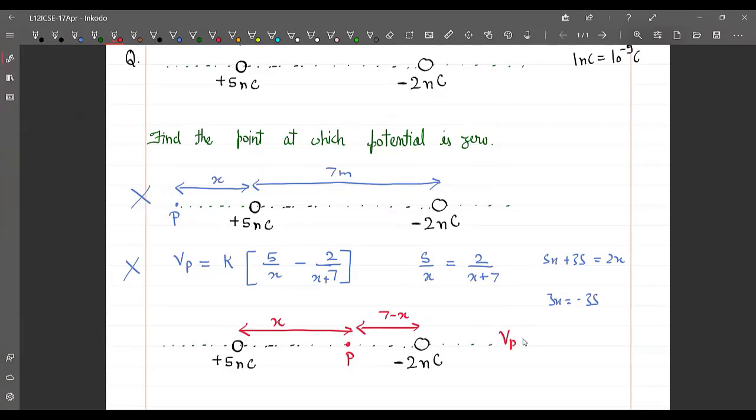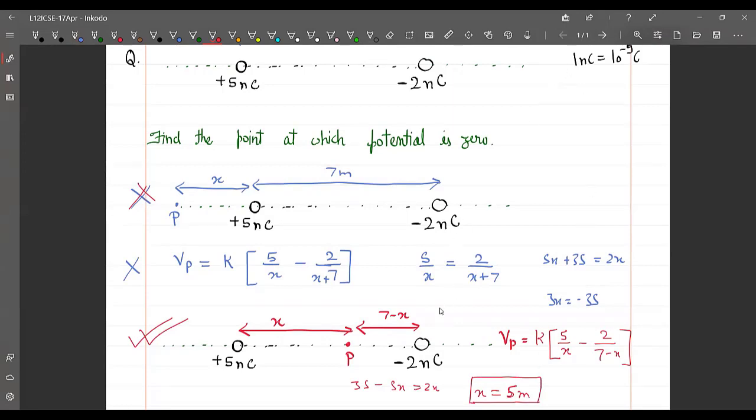So potential at point P here would be k into 5 by x minus 2 divided by 7 minus x. To solve this, from here we are getting x is equal to 5 meter. x is equal to 5 meter is a possibility. So this case is possible. Here the other case was not possible because x was coming negative. So here x is equal to 5 meter is one of the solutions.